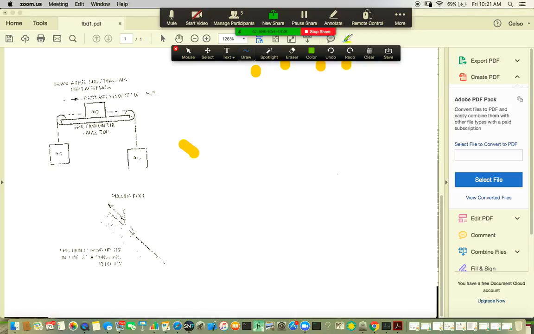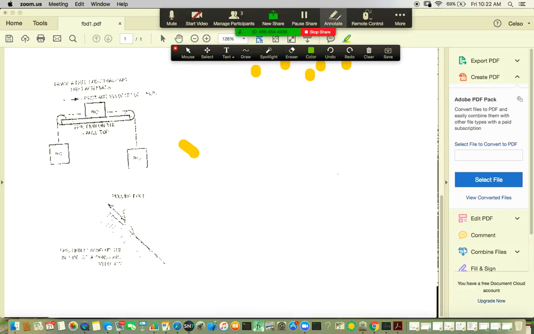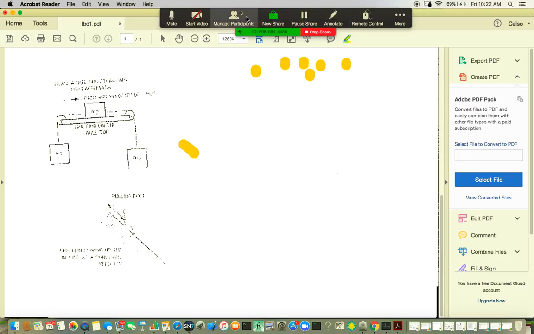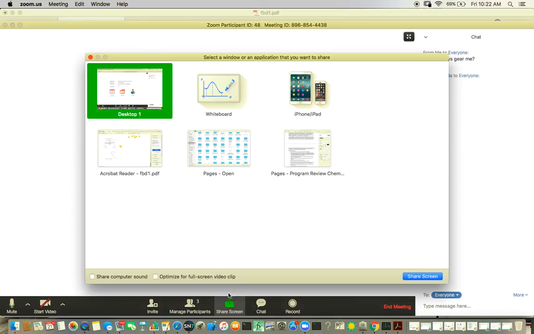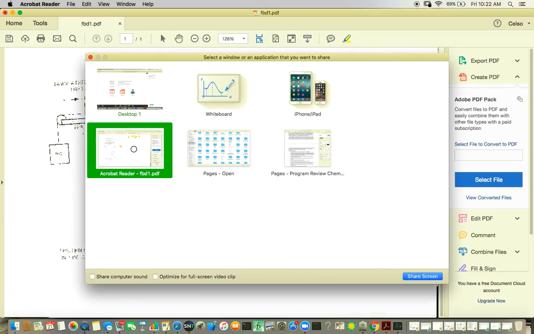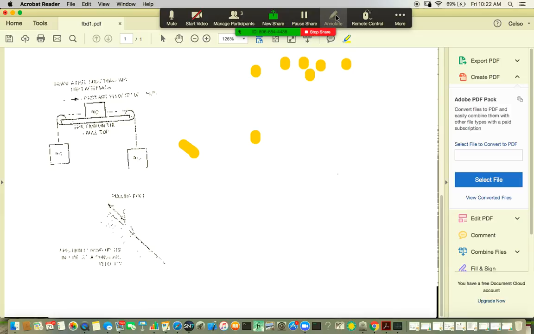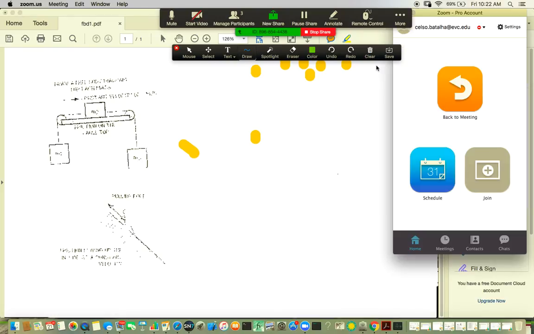Let me see if I can take this out. Mouse. I don't want this. I don't want eraser. Mouse. Annotate. Okay, let me stop sharing. And start sharing. No, wait a second. Why is this happening? Redo, clear all drawing.